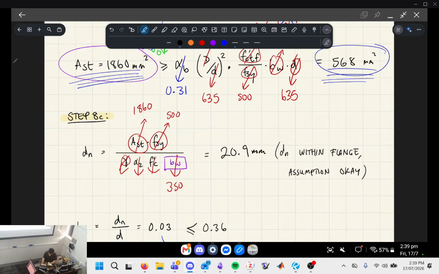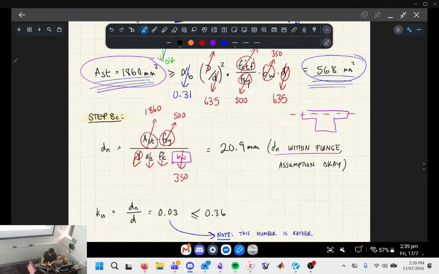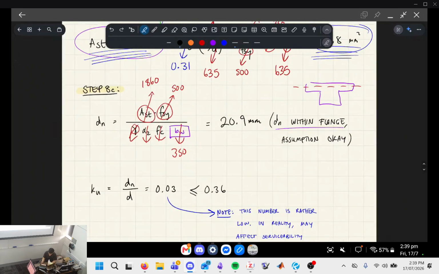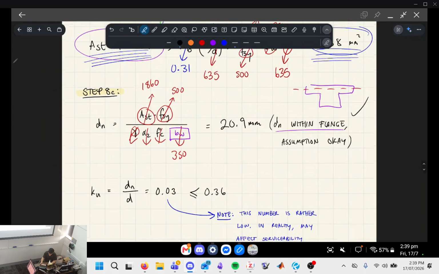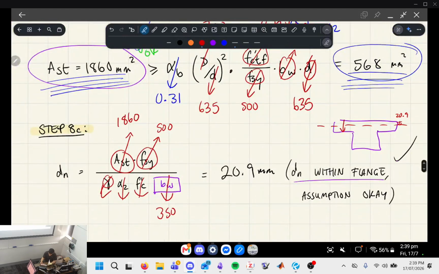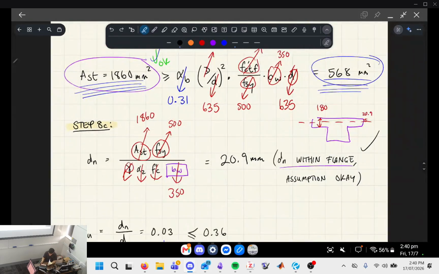And so DN sits within the flange of our T-beam. If you've tried to do a calculation with DN that's in the web, you'll know how annoying it is when it's not in the flange. So DN sits within our flange, so that's all good. In other words, the depth of the neutral axis is about 20.9, and the depth of the slab is 180. So since this is less than 180, we're good. Because if it's down here, we have to do other stuff, which is annoying.